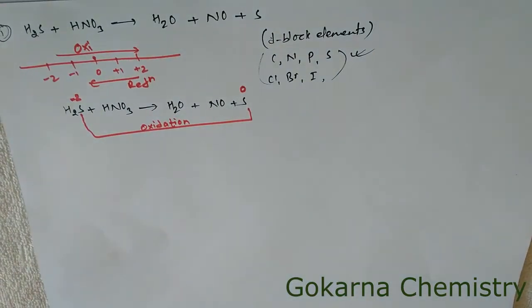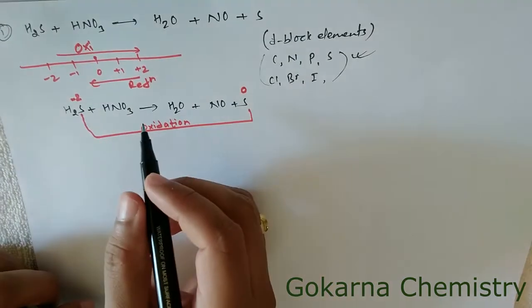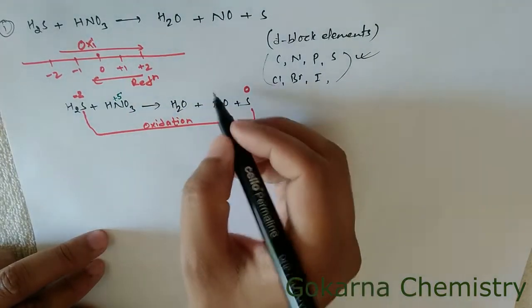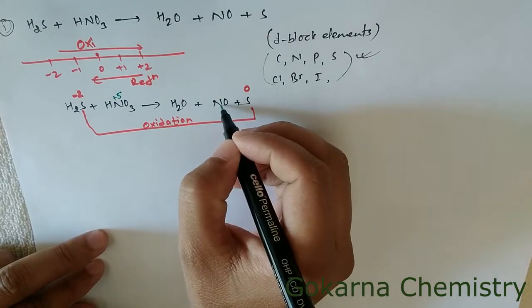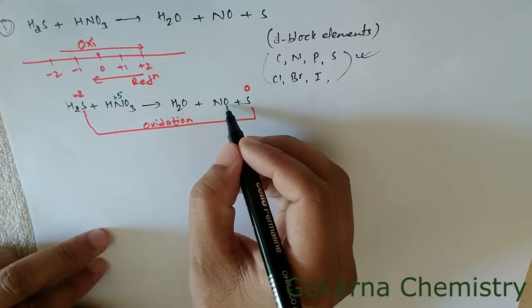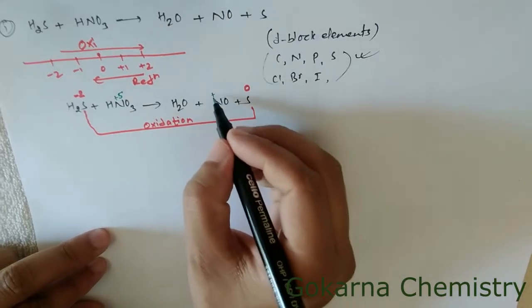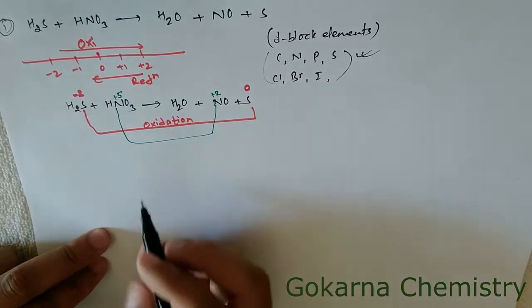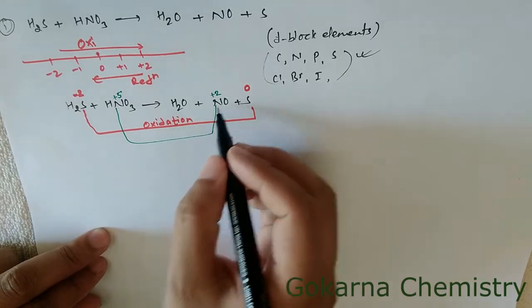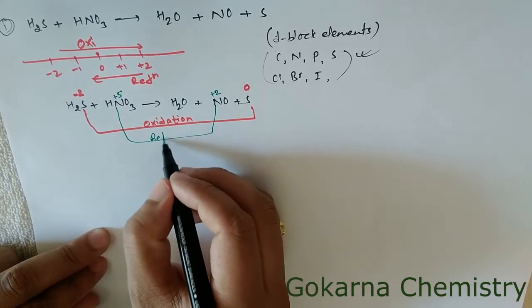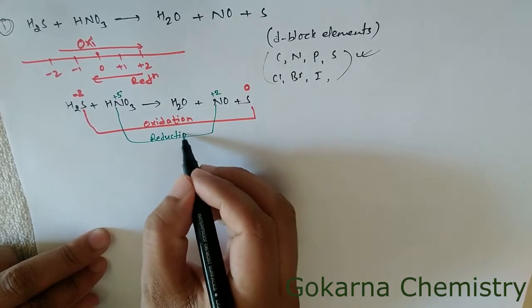Next, nitrogen. Nitrogen in HNO3 is in the +5 oxidation state, which we can calculate. In NO, nitric oxide, oxygen is -2 and nitrogen is in the +2 oxidation state. So the change in oxidation number for nitrogen is 3, and it is a reduction process.